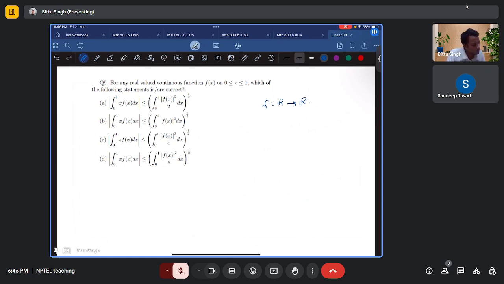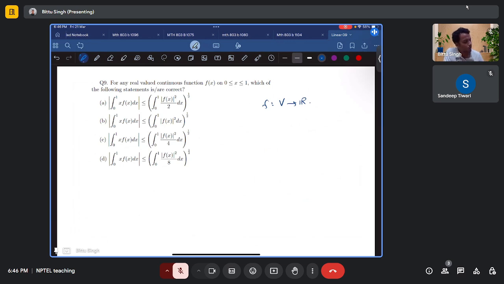Maybe not R to R, maybe some vector space to R, because it is only real valued, but the domain we don't know. The domain is some vector space. Now, which of the following is true?